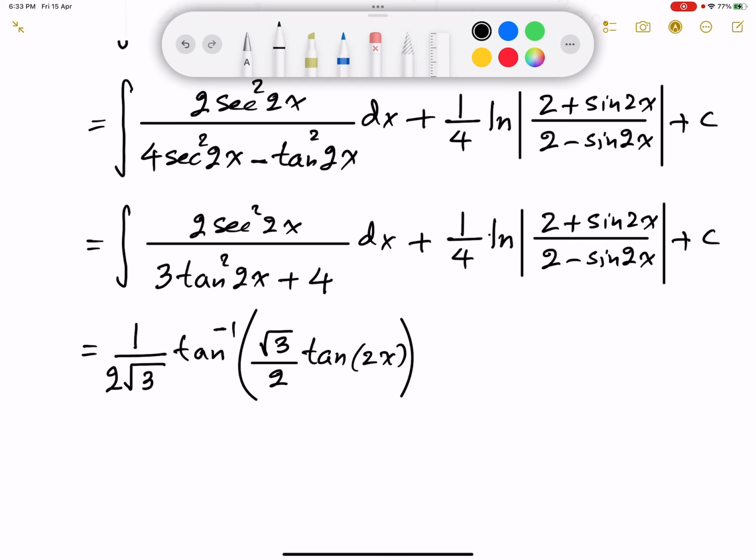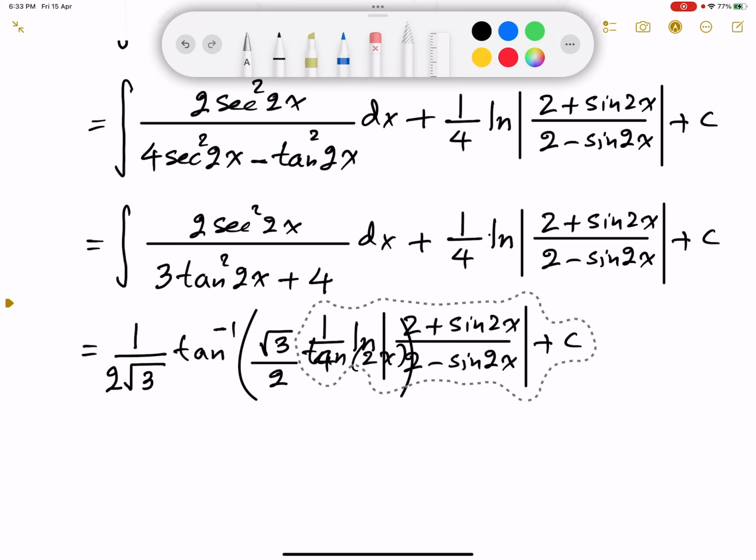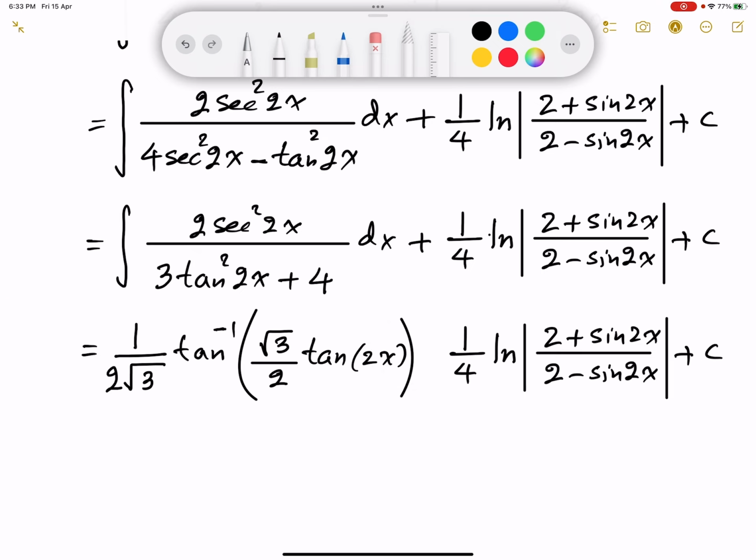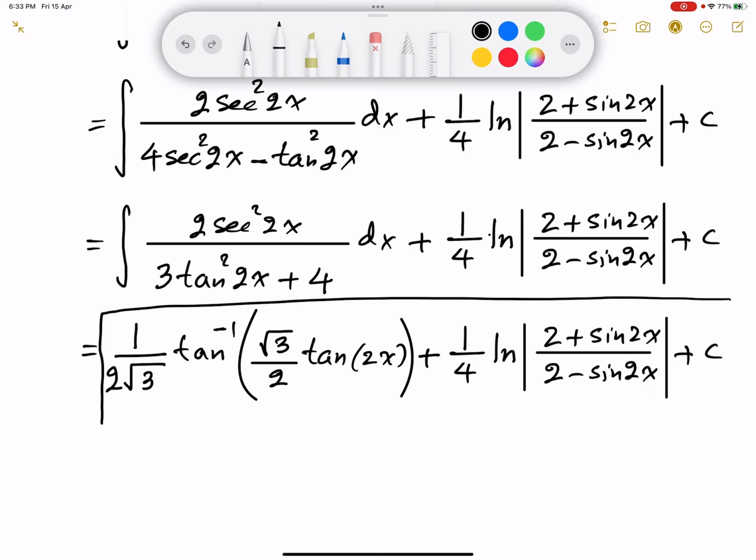So I'm just going to paste the second term, but I need to add a plus sign here. And that is the answer to this problem.